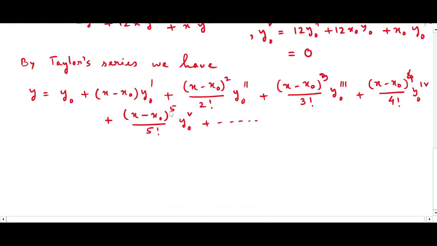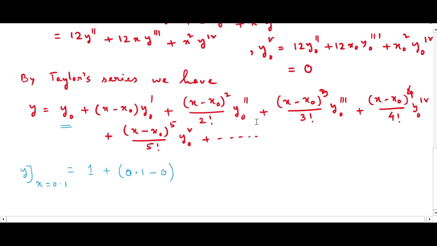So y at x equal to 0.1. Wherever you see x, we'll put 0.1. So the first term is y naught, which is already given in the question, this is 1, plus x, so in place of x we'll write 0.1, minus x naught, which is already given in the question as the initial value 0, times y naught dash.